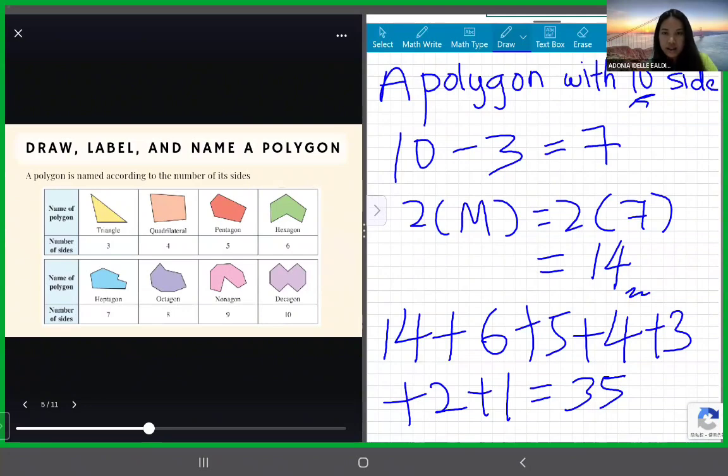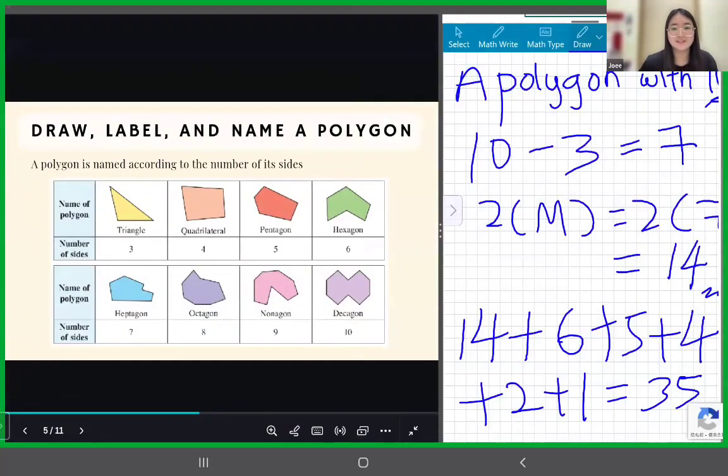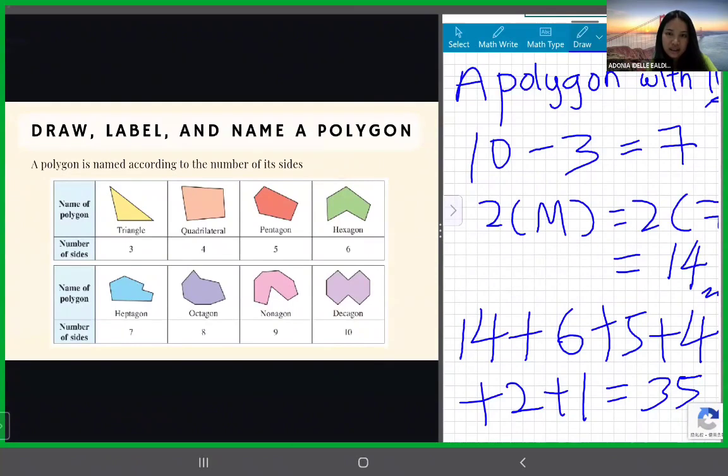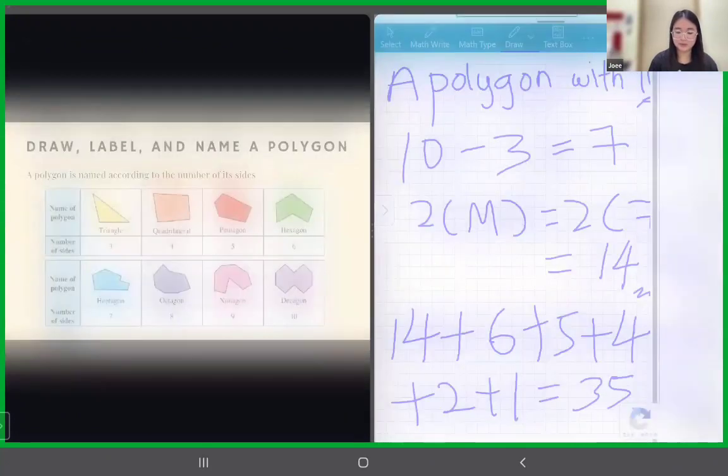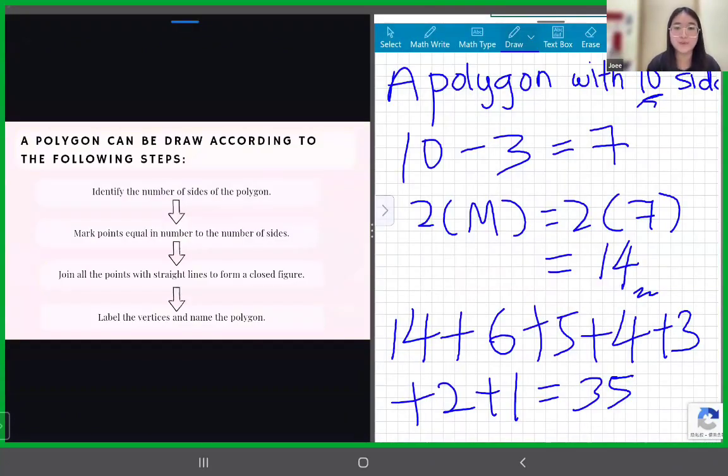Triangle, 3 sides. Quadrilateral, 4 sides. Pentagon, 5. Hexagon, 6. Heptagon, 7. Octagon, 8. Nonagon, 9. Decagon, 10. Okay, thank you, Adonia. You need to remember all of these polygons. Next, we will learn how to draw the polygon.